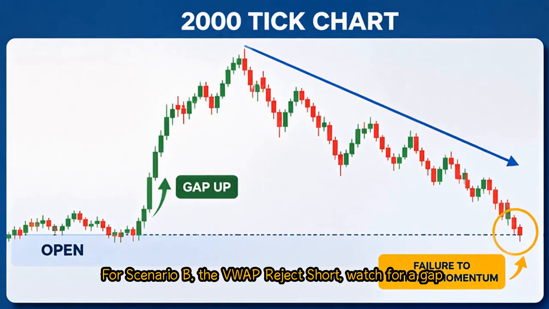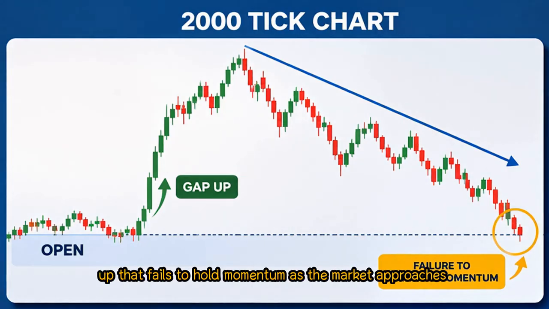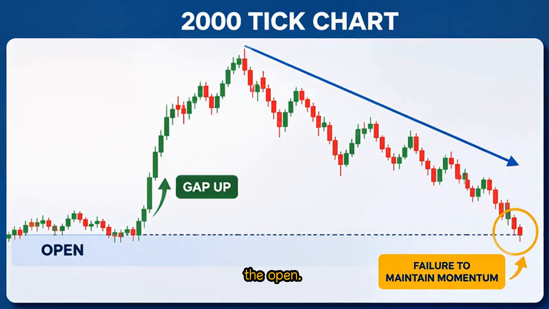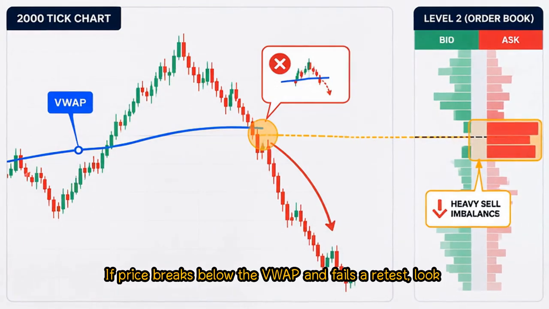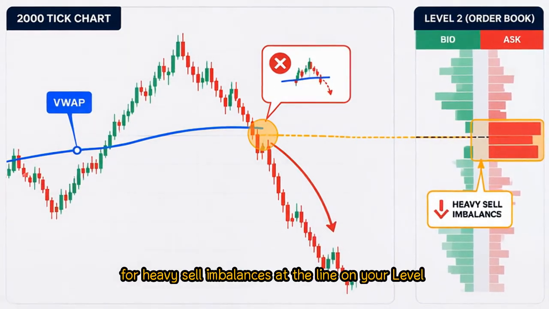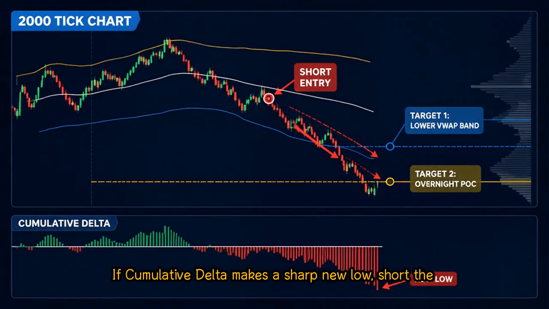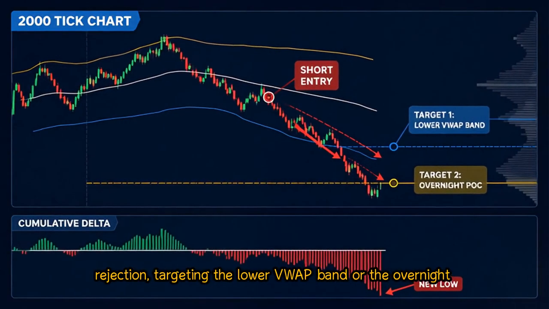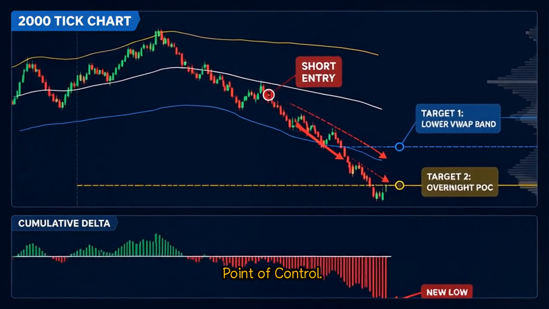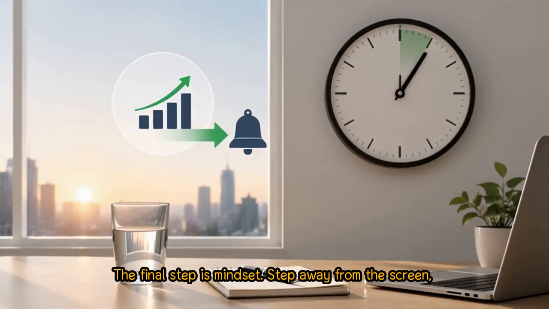position. For scenario B, the VWAP reject short, watch for a gap up that fails to hold momentum as the market approaches the open. If price breaks below the VWAP and fails a retest, look for heavy sell imbalances at the line on your level 2 tool. If Cumulative Delta makes a sharp new low, short the rejection, targeting the lower VWAP band or the overnight point of control. The final step is mindset.